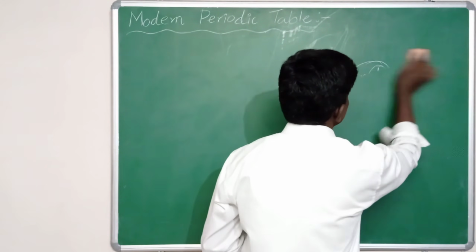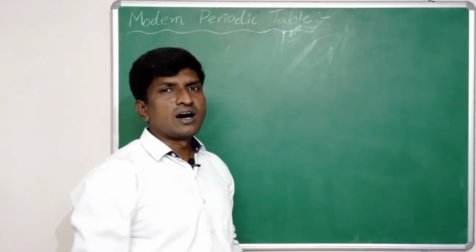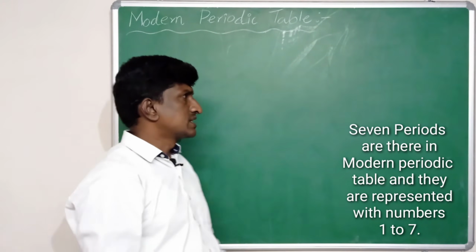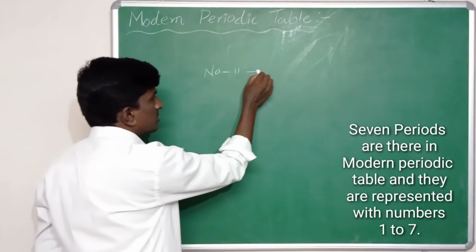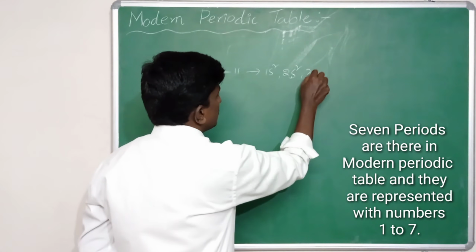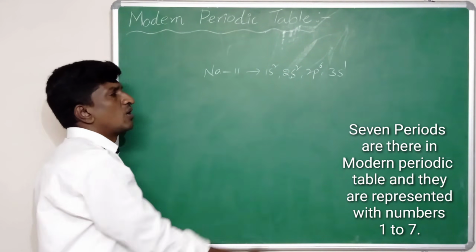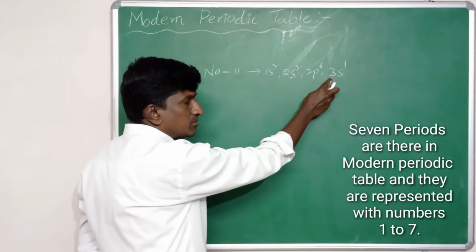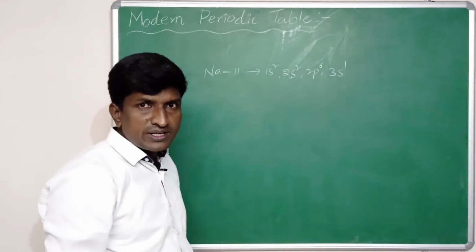Next, we come to periods. What factor decides the period of an element? It is simple. The outermost shell, the main shell, decides its period. For example, sodium, which we have already discussed: its atomic number is 11, 1s2, 2s2, 2p6, 3s1. What is the outermost orbit for sodium? The last electron is filled in the third main shell, so sodium belongs to the third period.